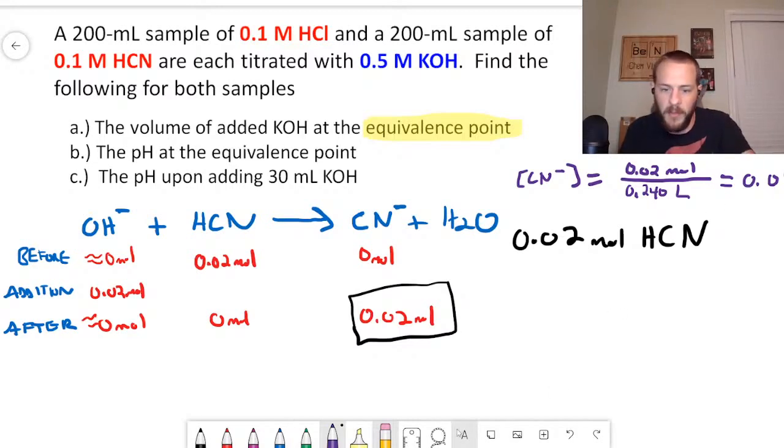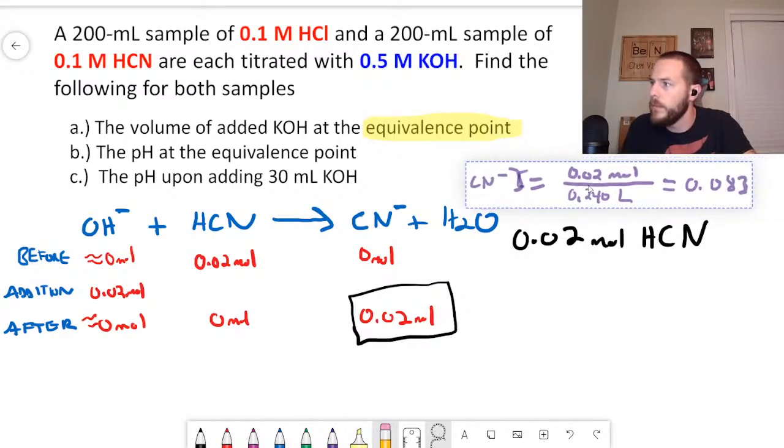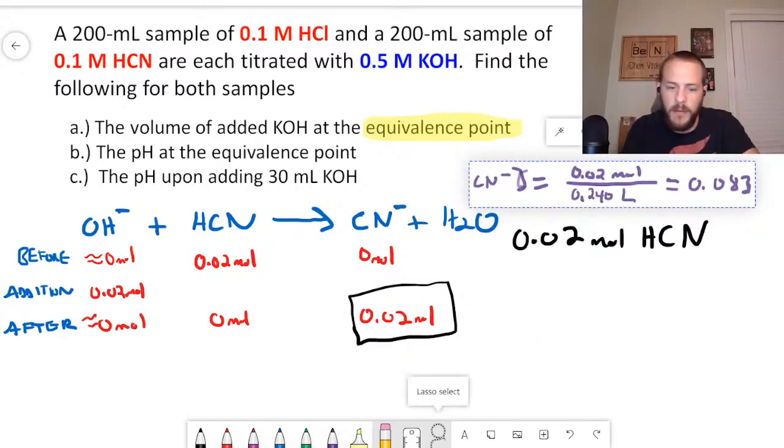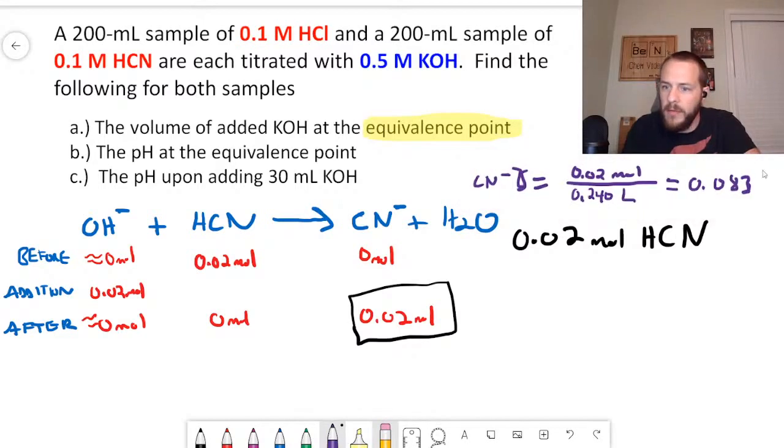Oh, I'm off the page here. Let me fix that. I lost one of my concentration brackets. Oh well. So it's 0.083 molar. And so this titration problem has now turned into a chemical equilibrium problem involving an anion acting as a base, because all of our HCN has been depleted. It's been converted to CN minus, the conjugate base, by that added hydroxide. Hopefully that makes sense. If it doesn't, I would hope you would tell me about that.